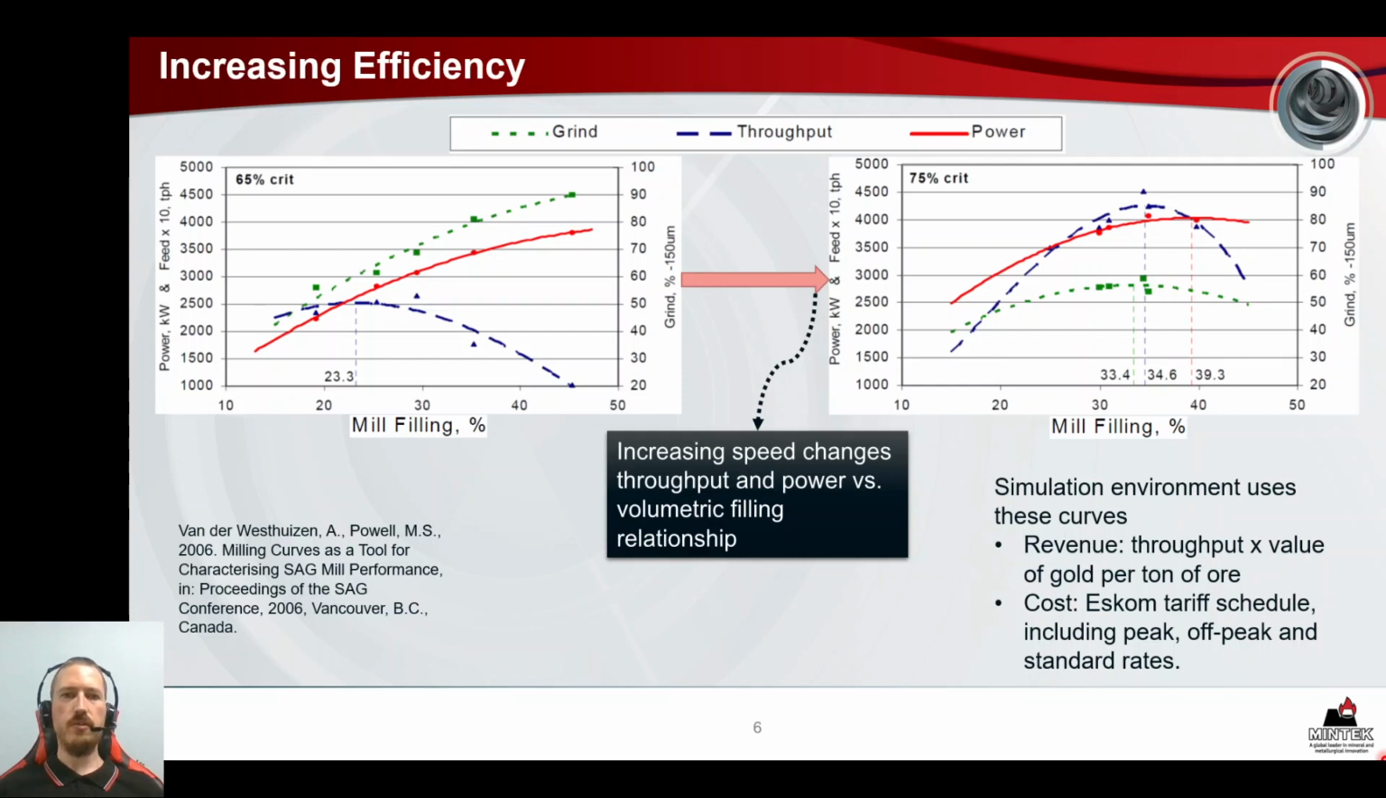So in this work, we focus on selecting the optimal weight and the optimal speed. Our simulation environment is built on these curves. They published in 2006. I've added a revenue model that is based on the gold price, and I've added a cost model that uses Eskom's tariff schedule with peak, off-peak, and standard rates.